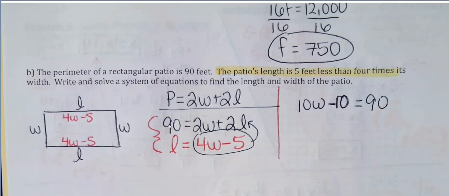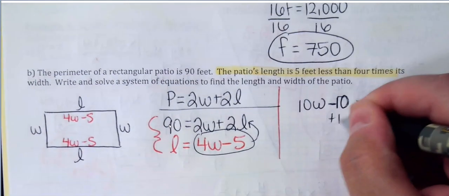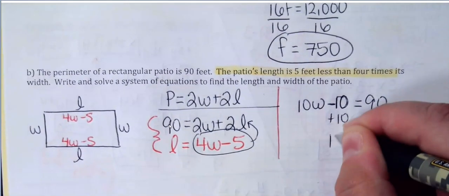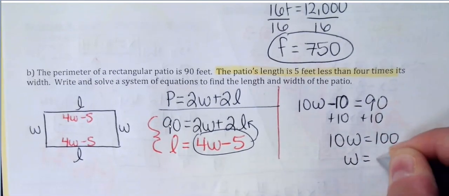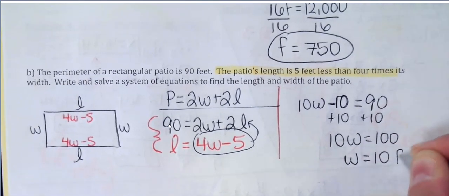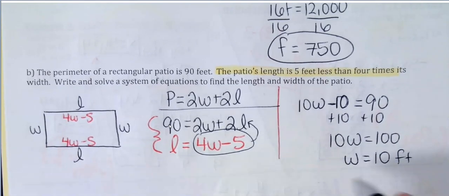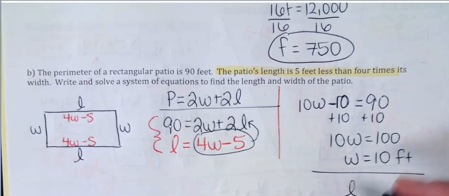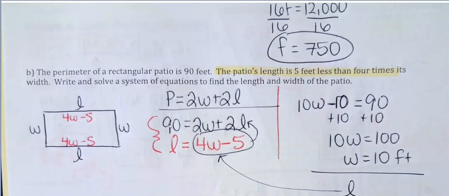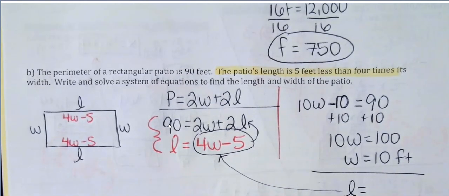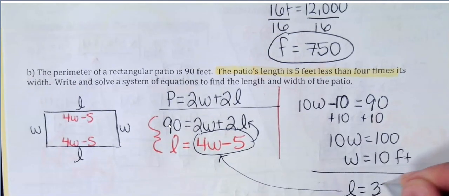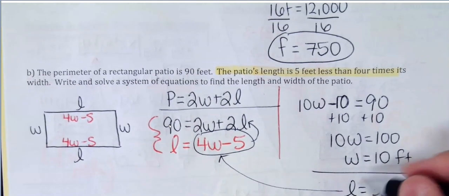So then, all I'm going to do here is add 10. So 10 times my width is going to be 100. So then the width, if you divide by 10 there, is actually going to be 10. This would be in feet, since our perimeter is in feet. And then all you got to do for your length, if you know the width is 10, you're just going to plug it in right there. So 4 times 10 would be what, 40? And then -5, so my length would be 35 feet.